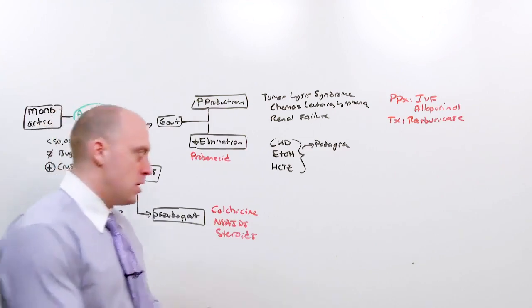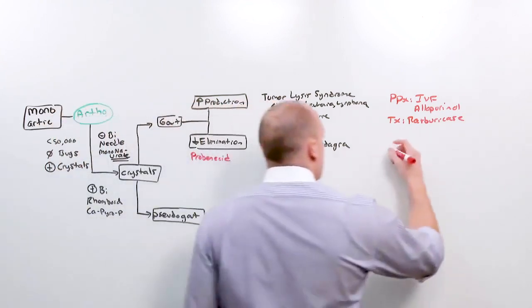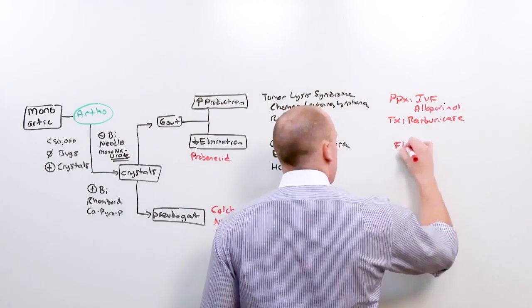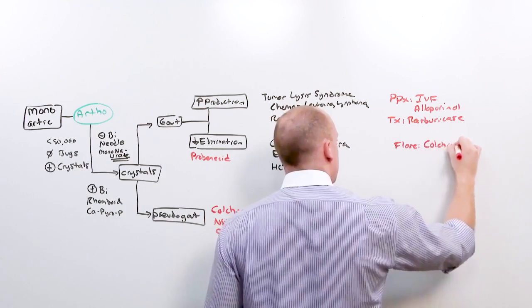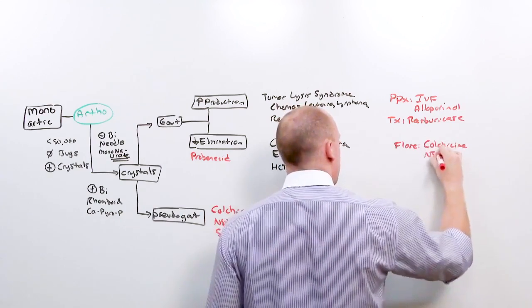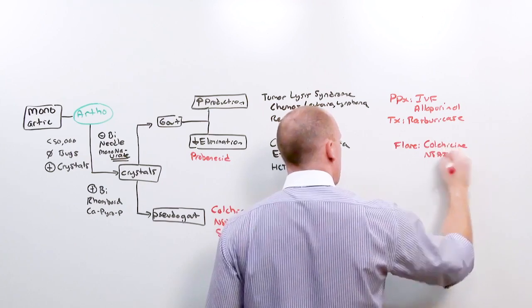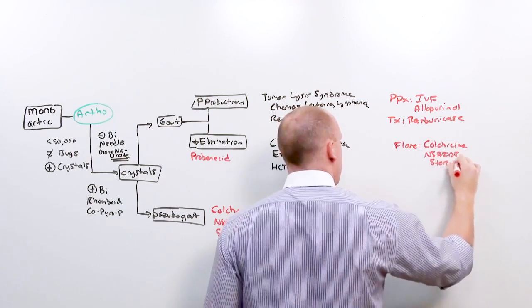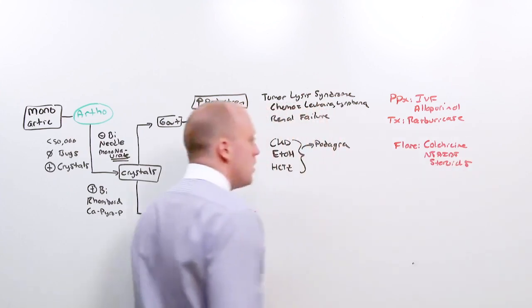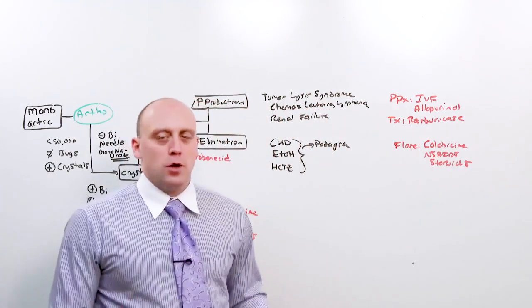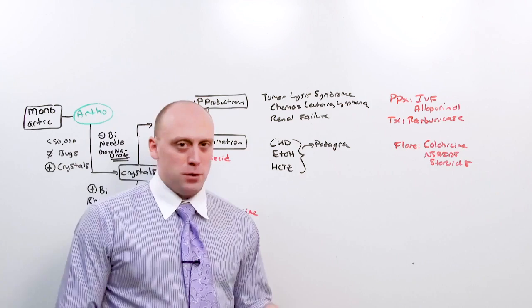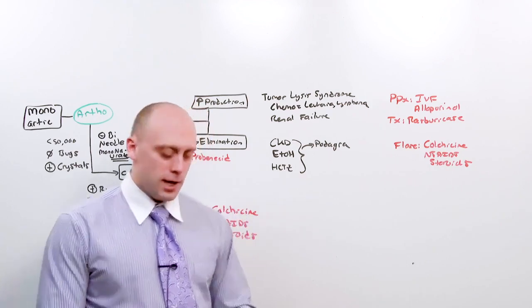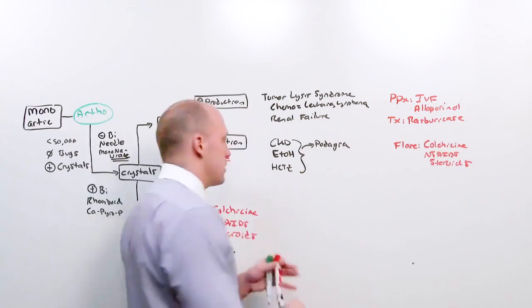And very much like pseudogout, you're going to want to treat the acute flare. And this should sound similar. Colchicine, NSAIDs, steroids. But after that flare is over, you want to try to get them to not have flare-ups in the future. And the way you do that is by reducing their uric acid.